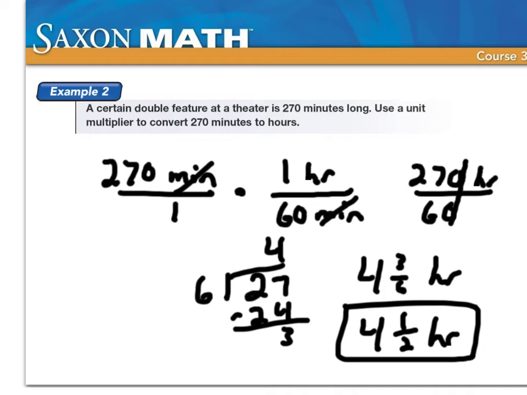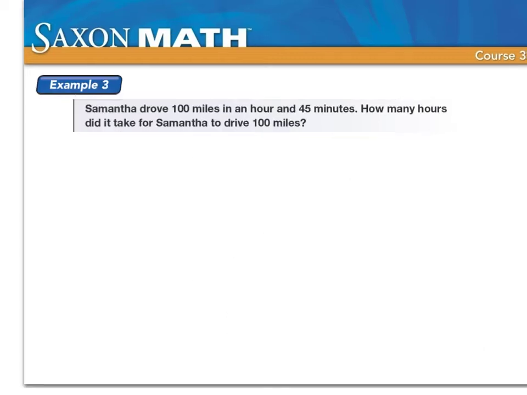Alright, and we got a couple more examples, so let's keep moving on. Okay, example 3 says Samantha drove 100 miles in an hour and 45 minutes. How many hours did it take for Samantha to drive 100 miles? Okay, well, we know that it took 1 hour and 45 minutes.